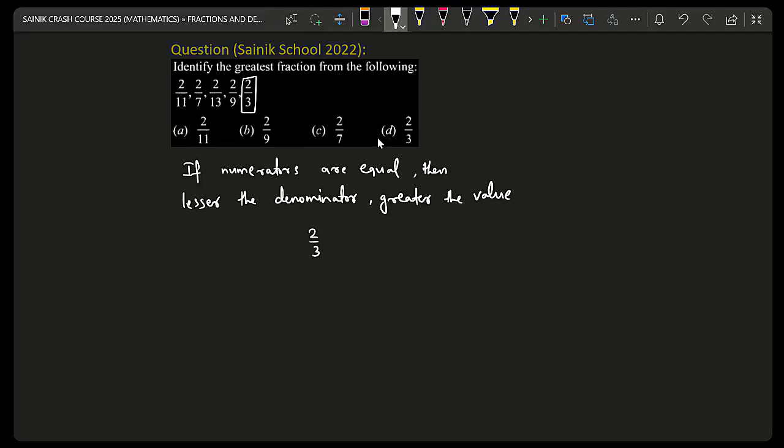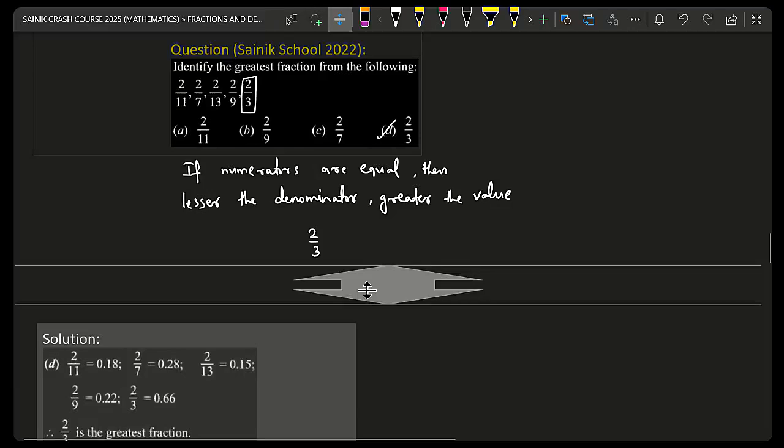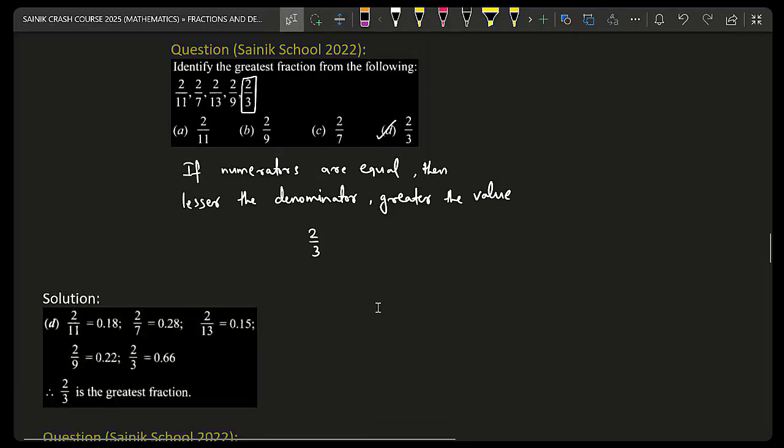Which option is correct, Ritvik? Option D. Okay, you can mute yourself, Ritvik. We'll go to the next question. I hope everybody copied this question and solution.